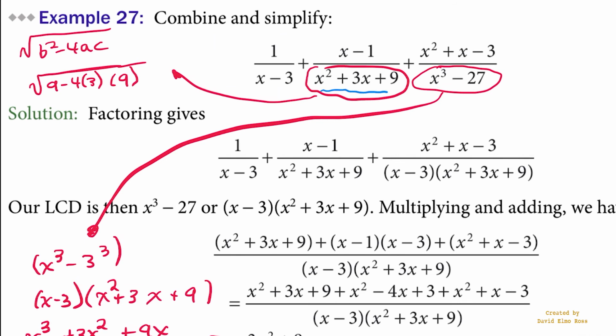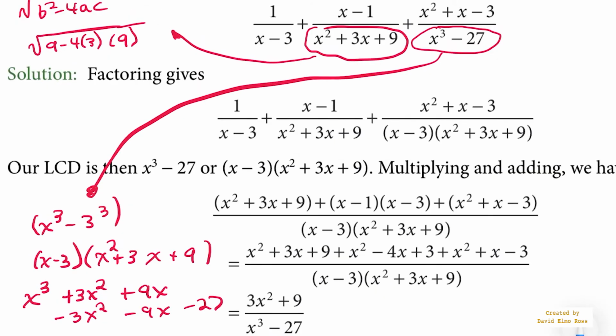Now the x squared plus 3x plus 9, when you do the b squared minus 4ac, you get the square root of 9 minus 4 times 3 times 9, which is going to be a negative square root. What that tells us is x squared plus 3x plus 9 cannot be factored further. If we take a look at x cubed minus 27, we can work down that that's really x cubed minus 3 cubed, which can be further worked down to x minus 3 times x squared plus 3x plus 9. And to validate that that's the case, if we multiply this out, we get x cubed plus 3x squared plus 9x minus 3x squared minus 9x minus 27. And when we cancel these out, we get indeed that we have x cubed minus 27.